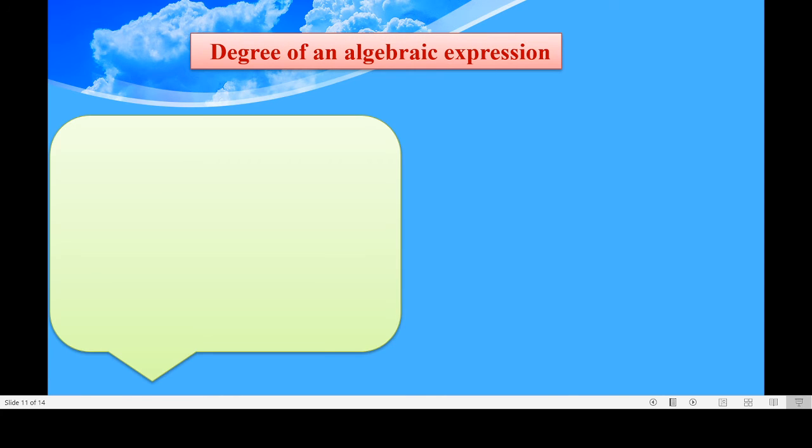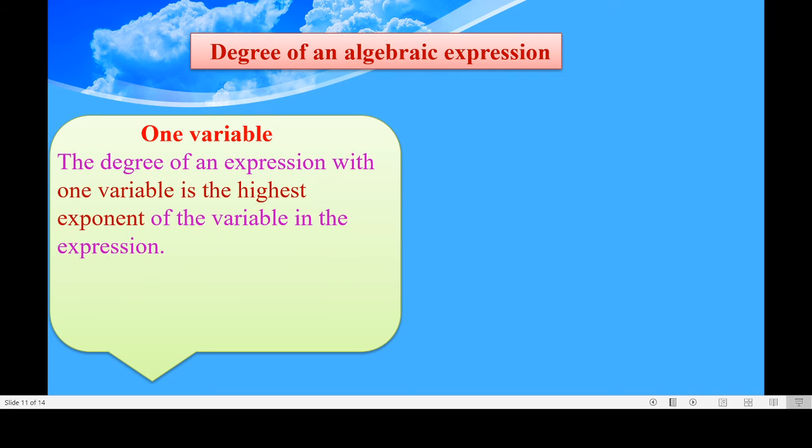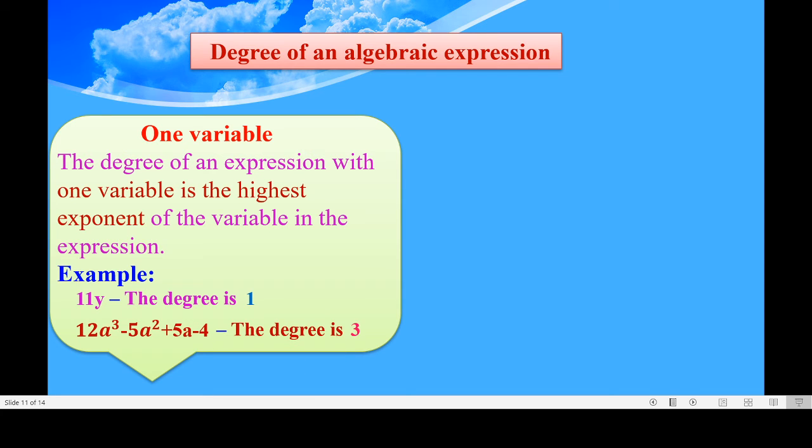The next we are going to see the degree of an algebraic expression. In this also we are having one variable and different variables. The degree of an expression with one variable is the highest exponent of the variable in the expression. For example, 11y. So the degree is going to be 1. Let us consider one more example, 12a cube minus 5a square plus 5a minus 4. In this expression, we are having only one variable, that is a, and the highest power is going to be the degree. So the degree is 3.